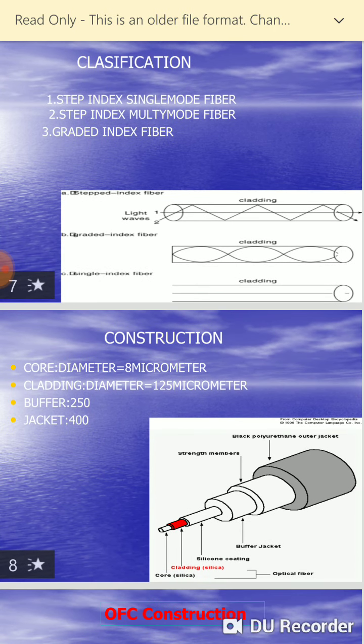If we see the comparison between the different types of fibers, a few parameters we have to consider for the comparison. So in case of optical fiber, generally the core diameter is around 8 micrometer, cladding diameter is 125 micrometer, buffer, that is nothing but the primary coating, is around 250 micrometer, and jacket has the dimension of 400 micrometer. That is usually the dimensions for step index single mode fiber.